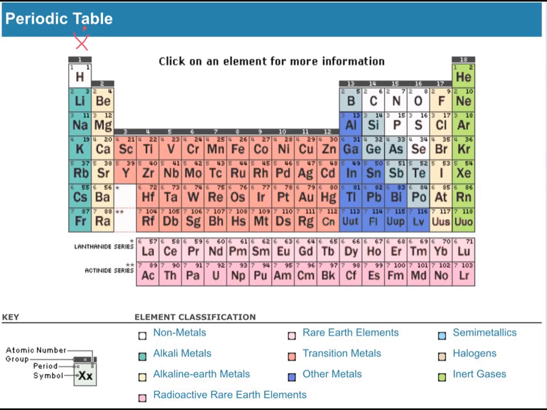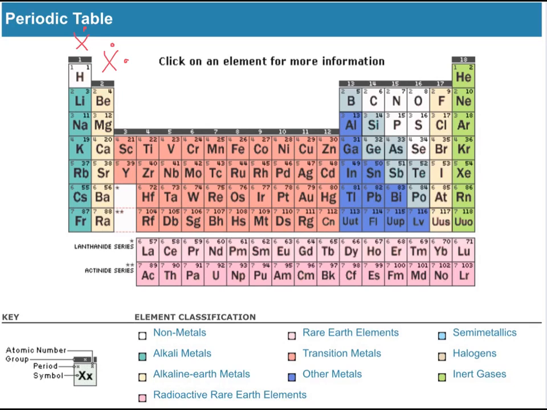Then we go to group 2, which we see here in the yellow, okay? So our group 2, we call these our alkaline earth metals. And a lot of these are more common, and we'll see these. And the valence electrons here, we said that they have 2 valence electrons, okay?